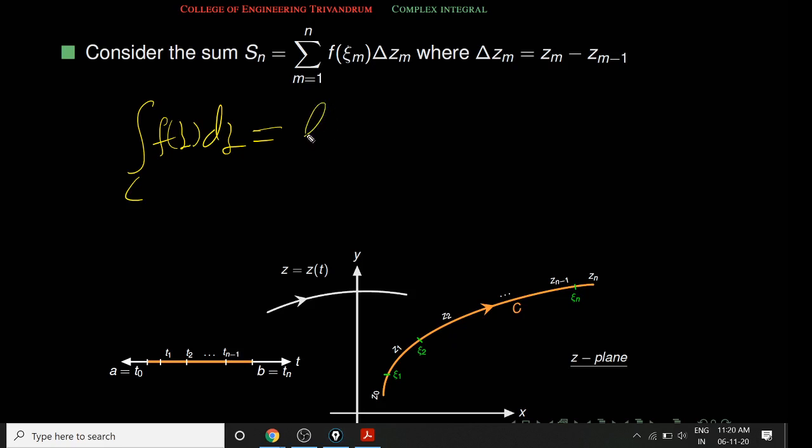Limit n tends to infinity Sn. There is one condition: provided this limit exists. Okay, because a limit does not always exist. So this is the definition of the complex line integral. This is sometimes called the complex line integral or complex integral. Okay, so this is the idea.